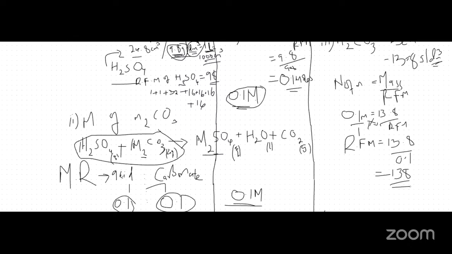So we have answered question number 3. Have we answered question number 3? Formula mass of the carbonate. Yeah, we have gotten the formula mass of the carbonate. And then, of course, the last question is related. Of course, when they ask about RFM, the next question is RAM.